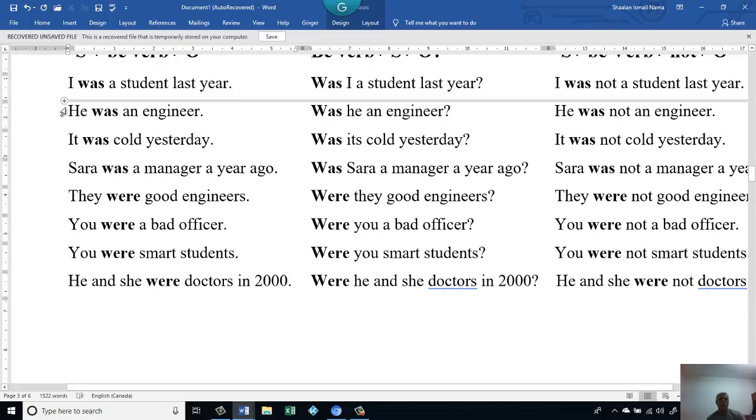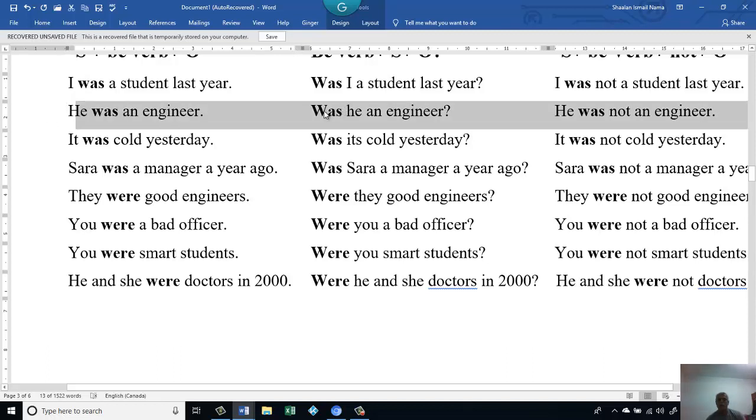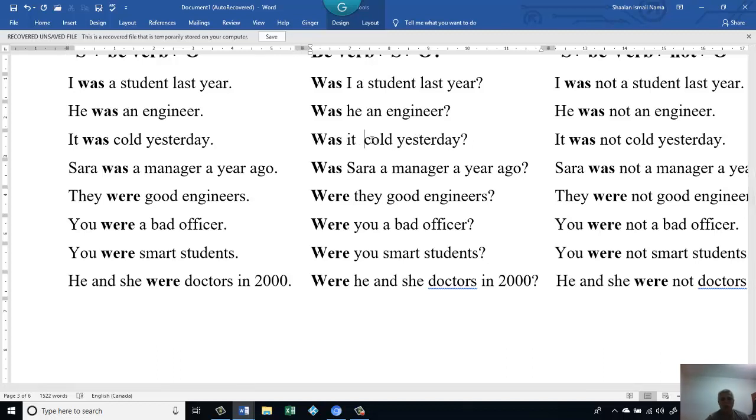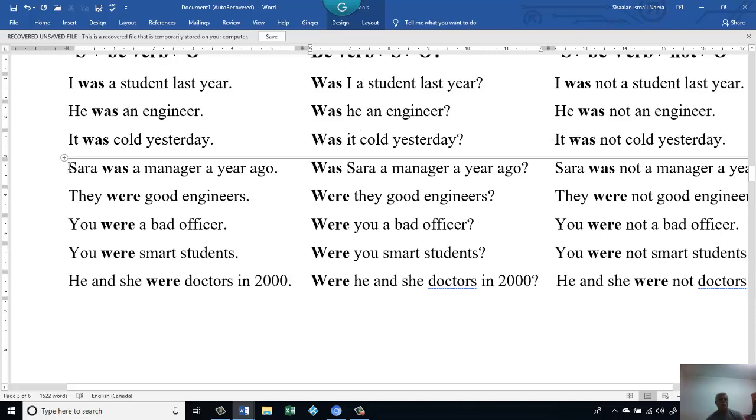Same thing here. He was an engineer. Then it will be: was he an engineer? He was not an engineer. Then here, same thing. It was cold yesterday. Then take was and put it in front of the subject. We will have a short answer question: Was it cold yesterday? Then we say yes, it was, or no, it was not. If we make the same sentence negative, we say it was not cold yesterday.